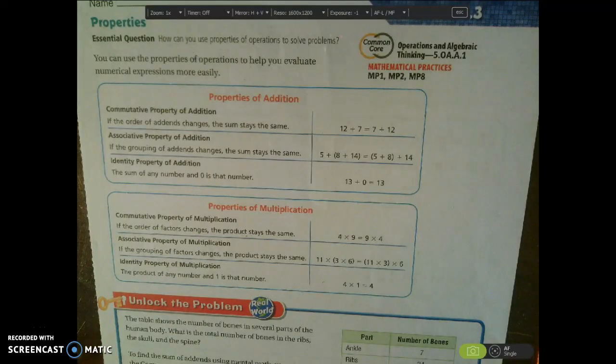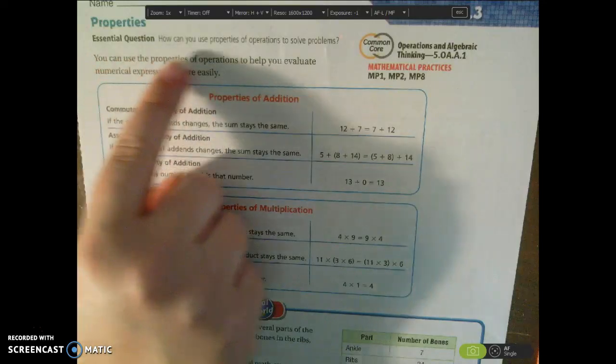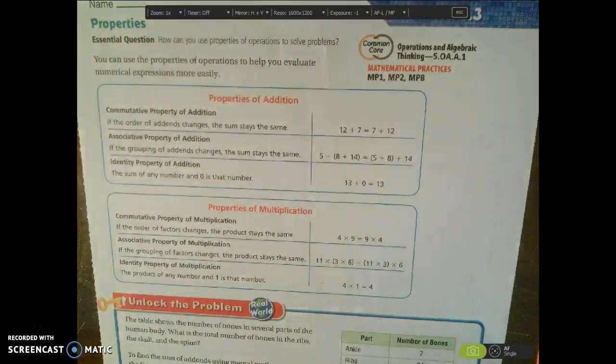Hello, my mathematicians. Today we're going to be looking at properties, and by the end of the lesson, you should be able to answer this essential question: how can you use properties of operations to solve problems? You can use the properties of operations to help you evaluate numerical expressions more easily.